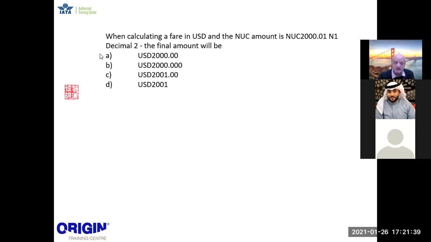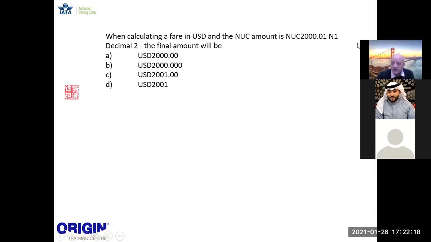Now, first of all, what does decimal 2 mean? Two digits after the decimal point. Perfect. Tell me, could it be answer D? No. Could it be answer B? No. In that case, I'm down to either A or B. Sometimes you don't have to do anything. Read the question and you can get rid of half the answers already.